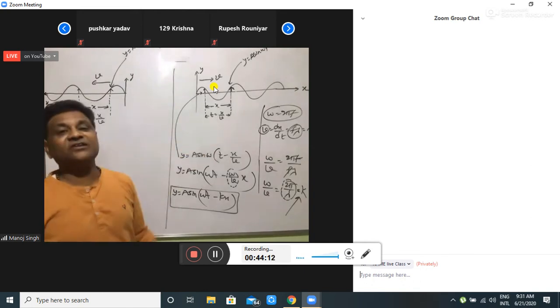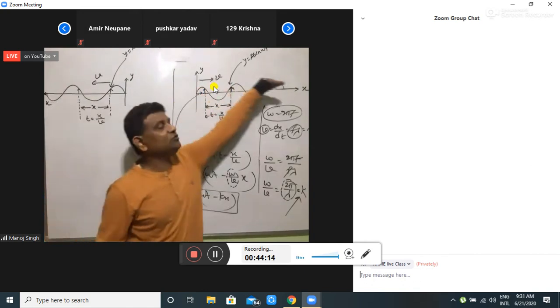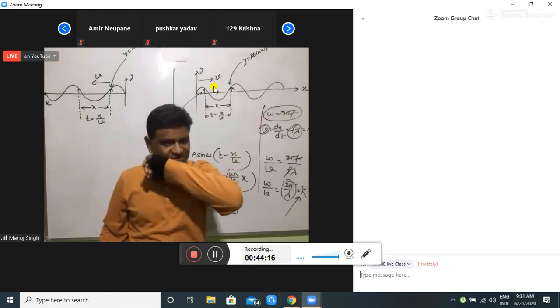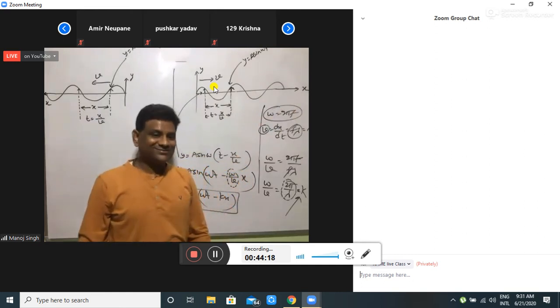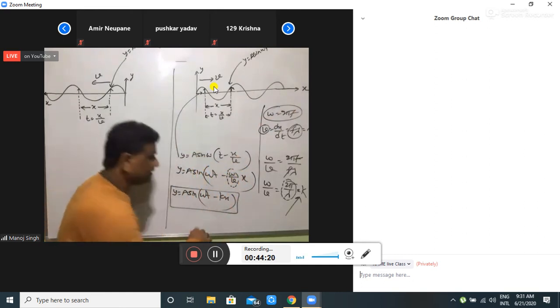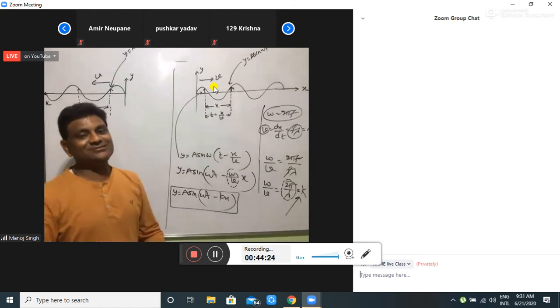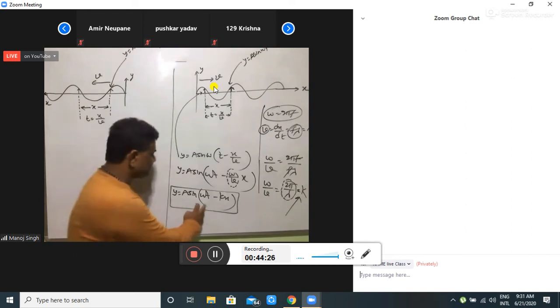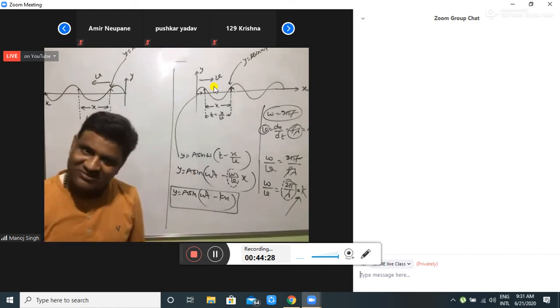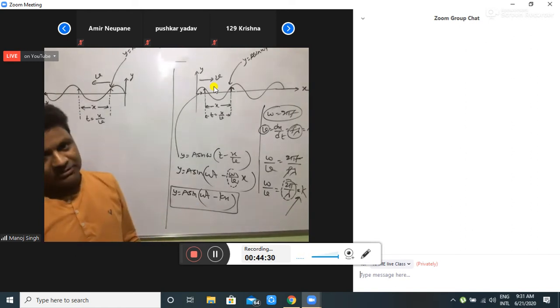From the diagram, it is clear the wave is traveling towards the positive x direction. So what does the negative sign represent here? The wave is traveling towards the positive x direction. This is the equation of progressive wave.